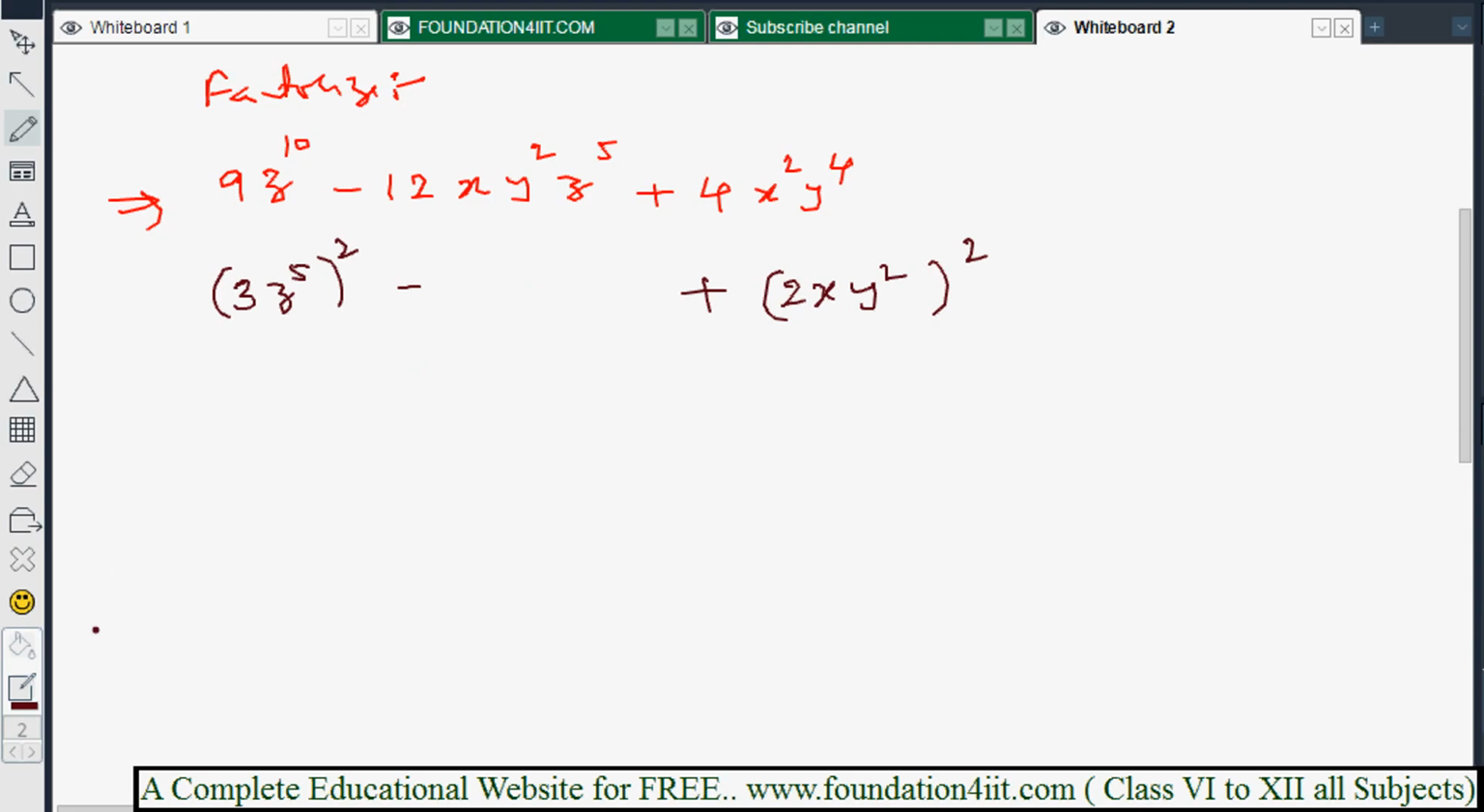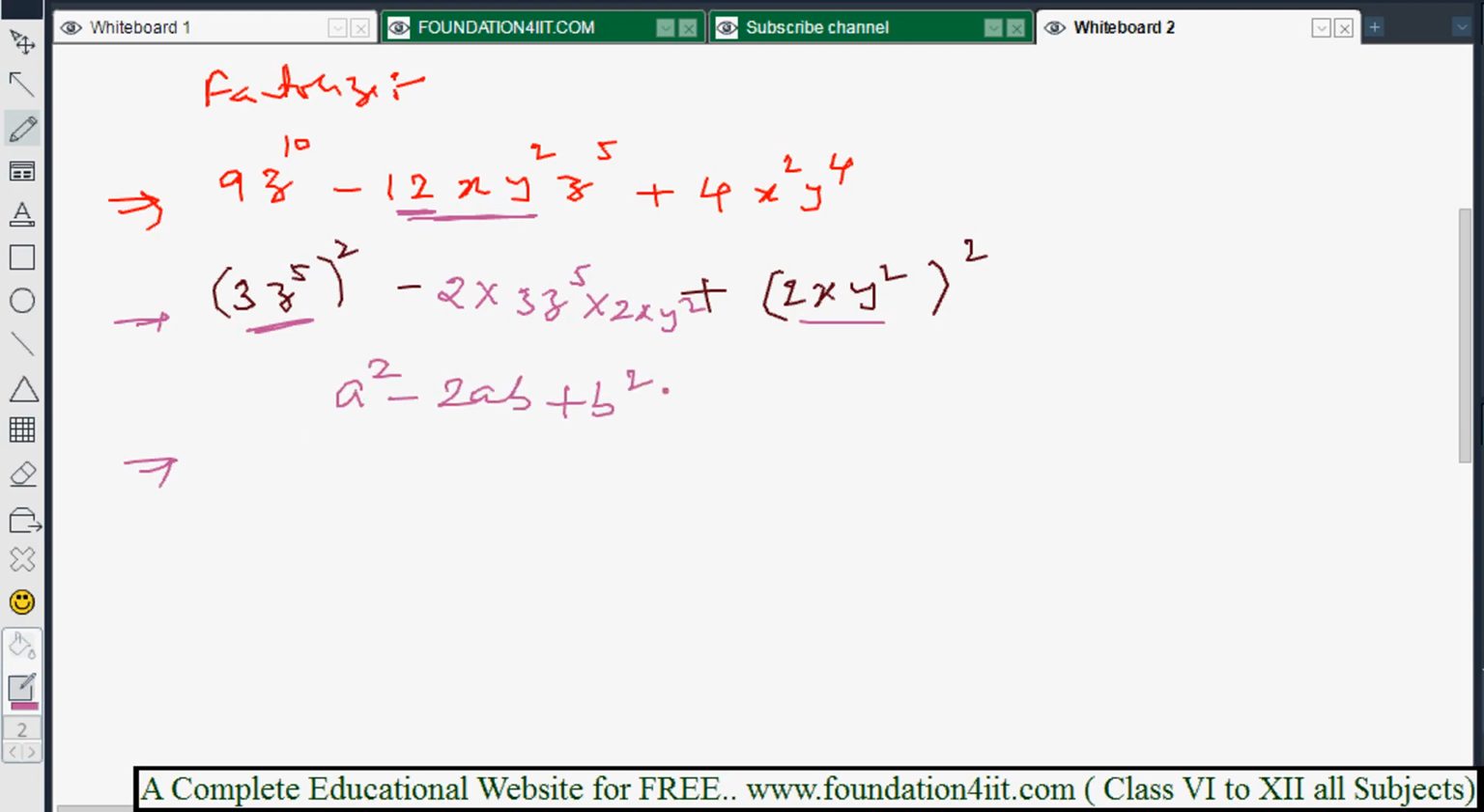Now middle only we need to check: 2 into first value into second value. So that is 2 into 3z to the power 5 into 2xy square. Now check it, 2 threes are 6, 6 twos are 12, so number is matched. And xy square z power 5, so everything is same. Exactly, middle term is exactly equal to this. Now we'll apply a minus b whole square. So the formula is a square minus 2ab plus b square is equal to (a minus b) whole square, right? So same formula only apply here.